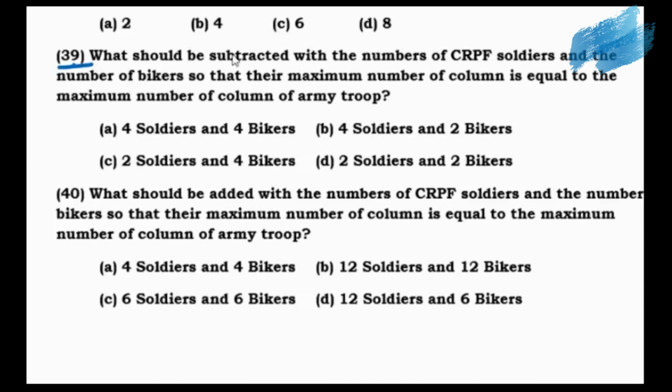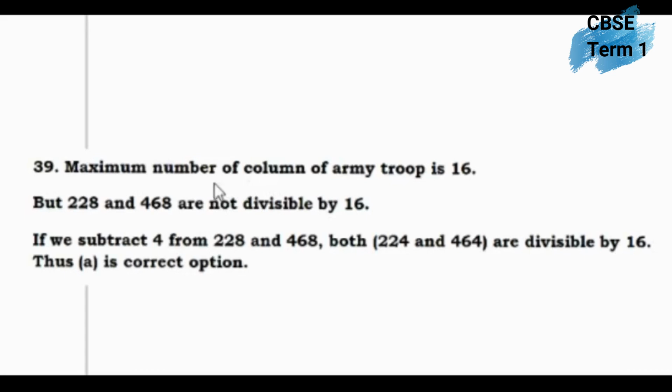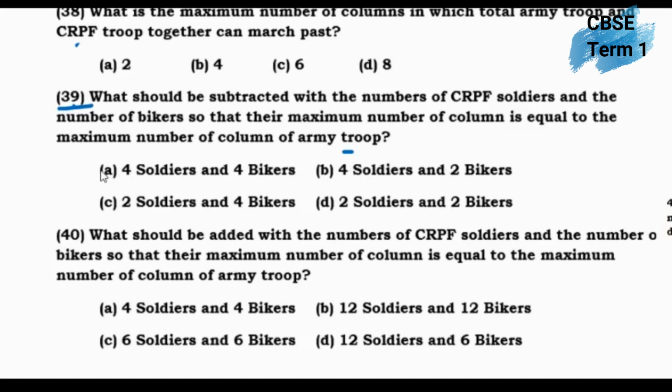39th question, what should be subtracted from the number of CRPF soldiers and the number of bikers so that their maximum number of columns is equal to the maximum number of columns of army troops? Maximum number of columns of army troops is 16, but 228 and 468 are not divisible by 16. If we subtract 4 from 228 and 468, that is 224 and 464, these both are divisible by 16. Therefore, A is the correct option.